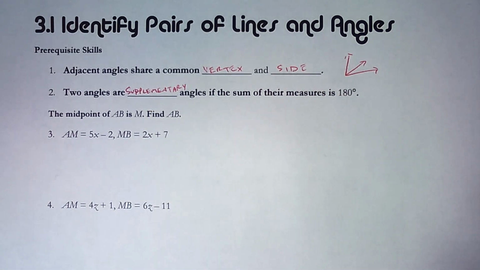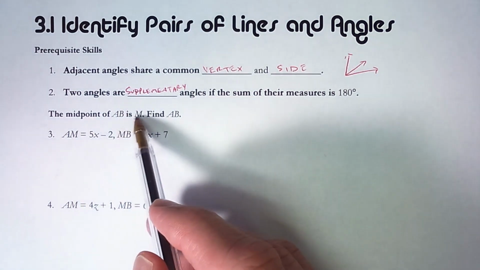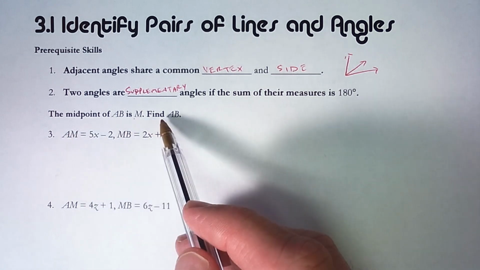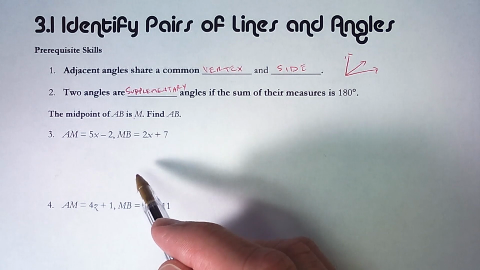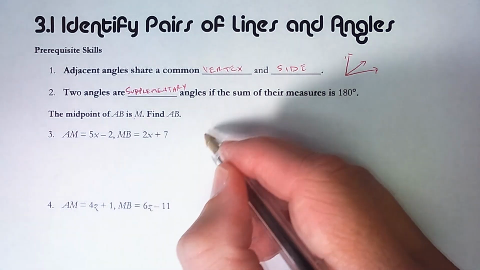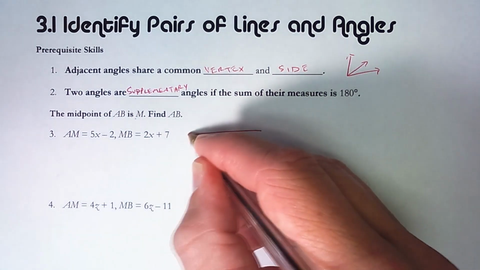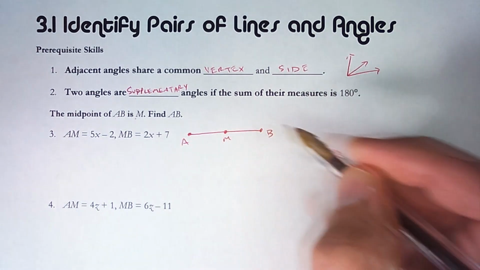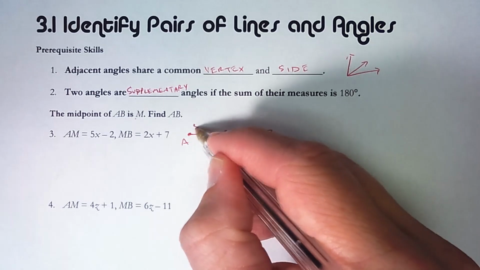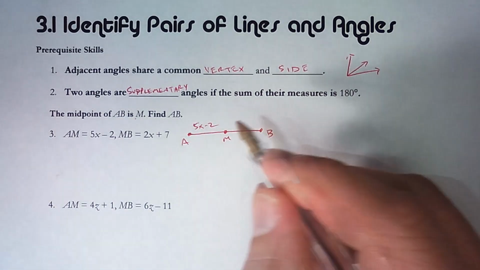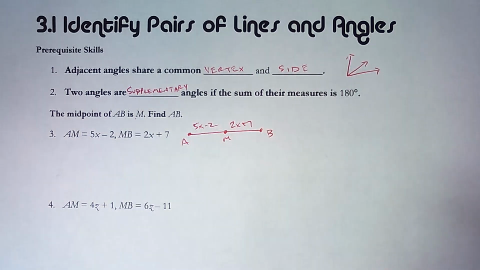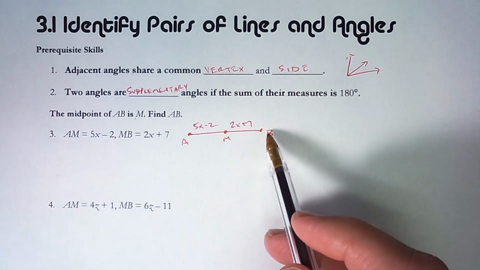180 degrees. Okay, the midpoint of segment AB is M, so that's going to apply to questions 3 and 4 here. M is the midpoint. Find the length of AB. So in other words, we've got a segment like this, segment AB. Its midpoint is M, and here AM is 5x minus 2, and MB is 2x plus 7. We want to know the length of AB.